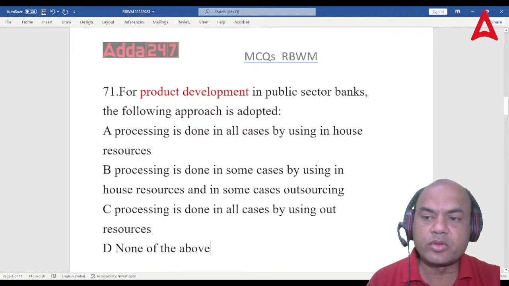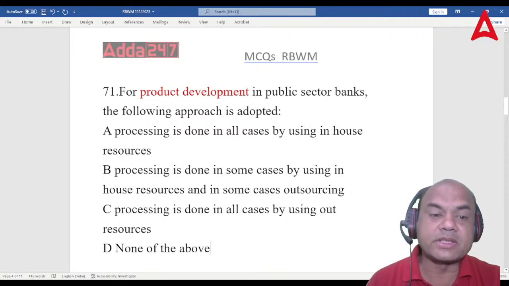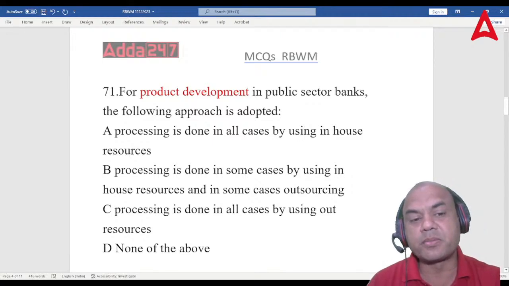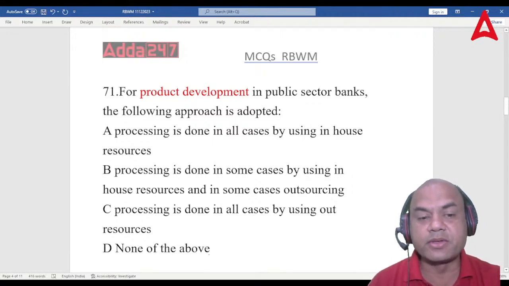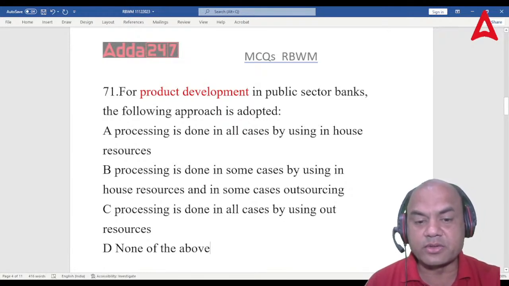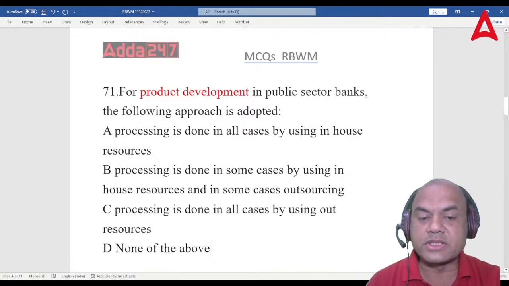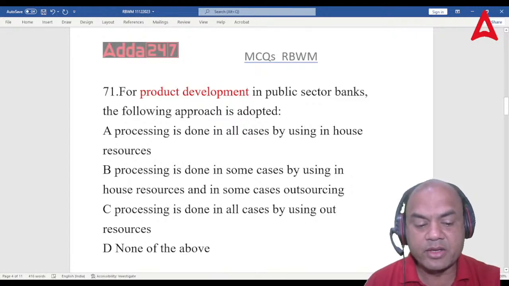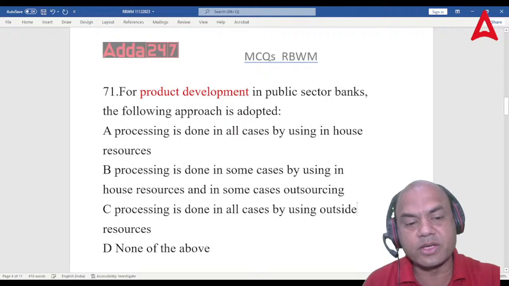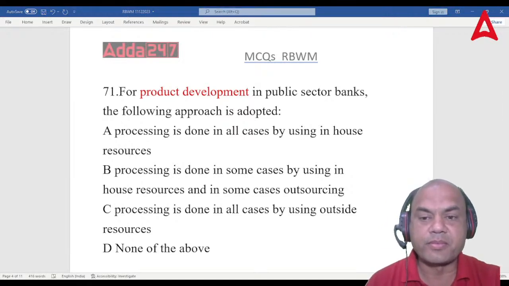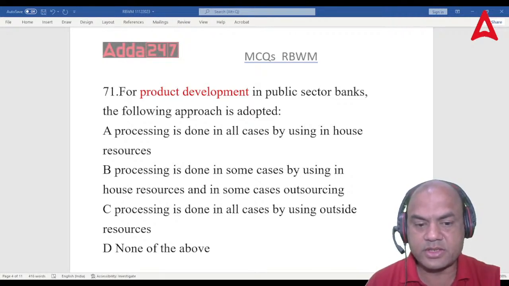So product development in public sector banks, the following approach is adopted. Processing is done in all cases by using in-house resources, so completely in-house, or partial in-house, partial outsourcing, or processing is done in all cases by using outside resources. Out means outside resources. So what is the true answer over here? What do you think?